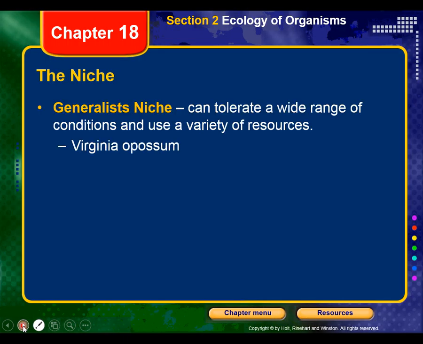So we have 2 different types of niches. There is a generalist niche, which can tolerate a wide range of conditions and use a variety of resources. An example of this would be a Virginia possum. So it can be found in many different areas across the United States. It can eat lots of different things. So it's a generalist niche. It can tolerate wide ranges of things.